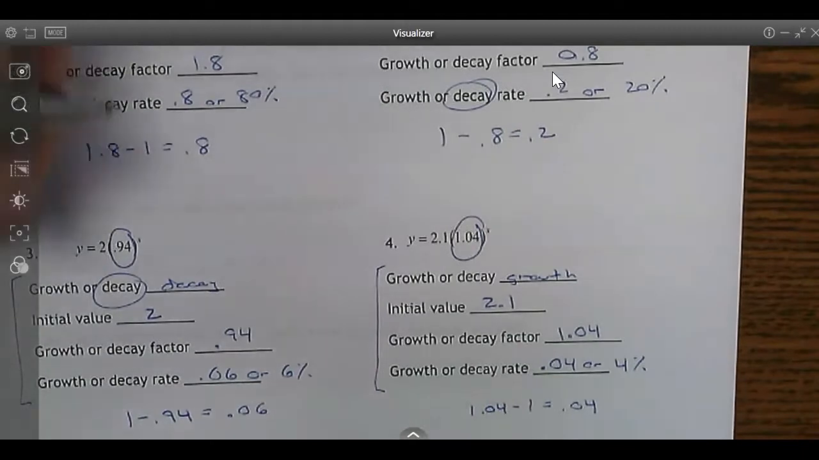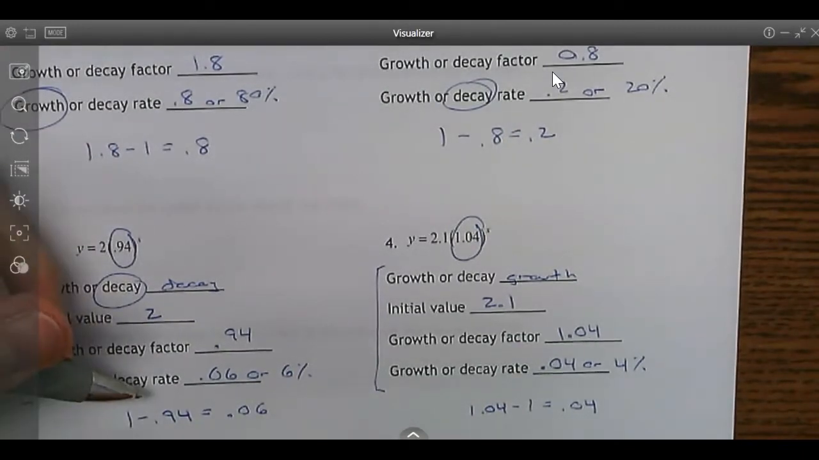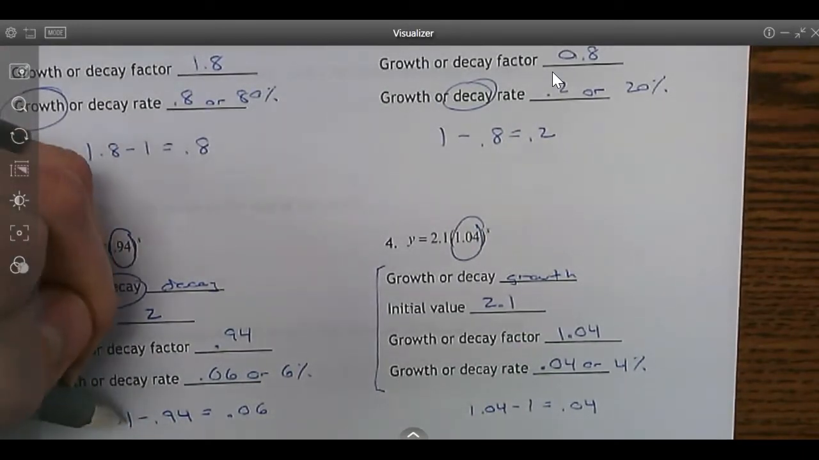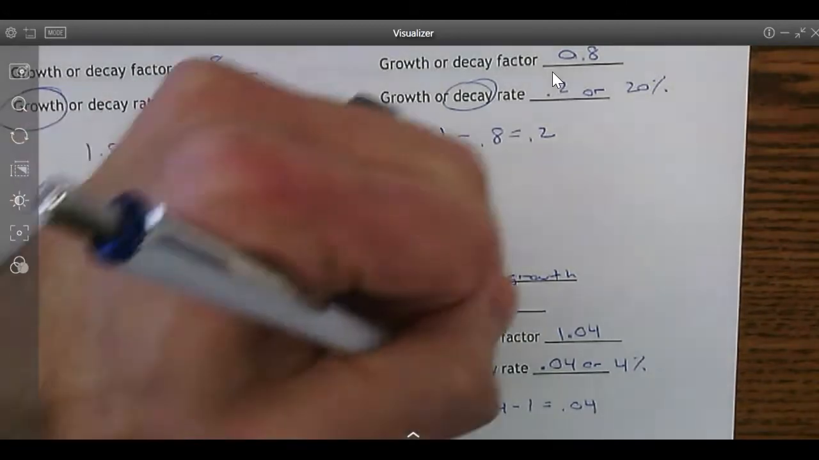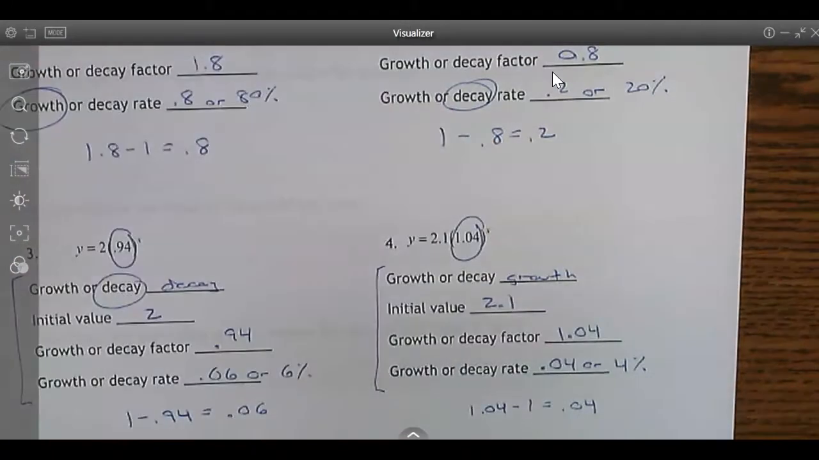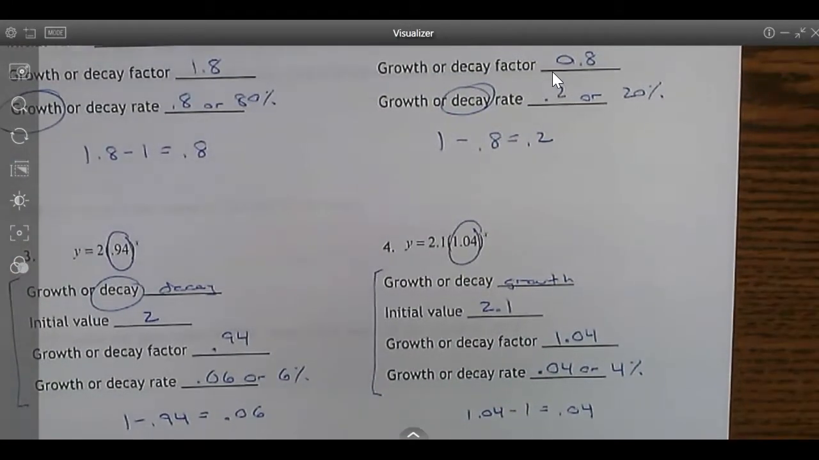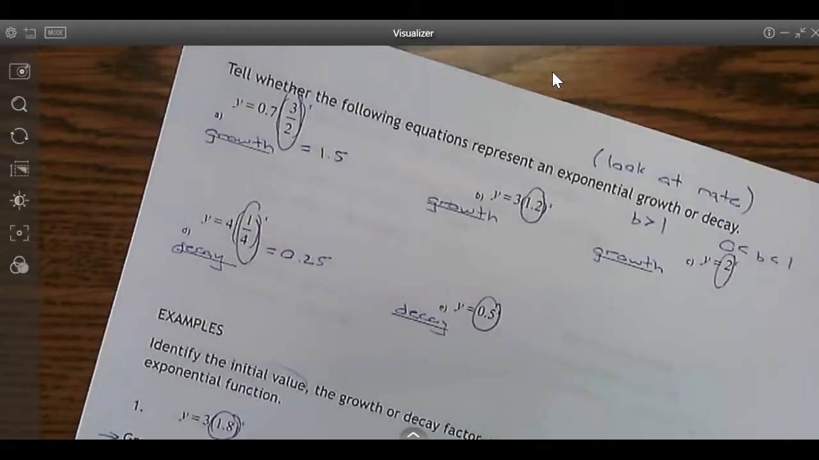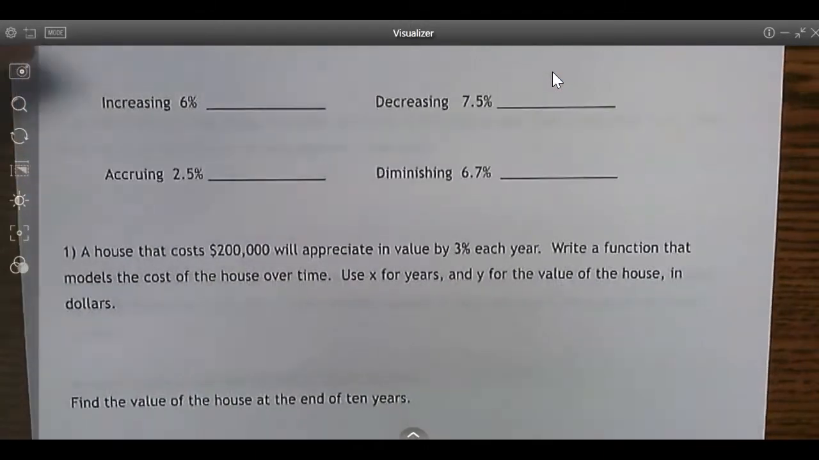So you'll notice to find the actual rate, I'm taking the larger number minus the smaller number. So it's either 1 minus the decay factor or the growth factor minus 1, so that you always end up with a positive number. If you're not sure whether to subtract from 1 or do the number minus 1, do the bigger number minus the smaller number. All right, moving on to the next page in this lesson.